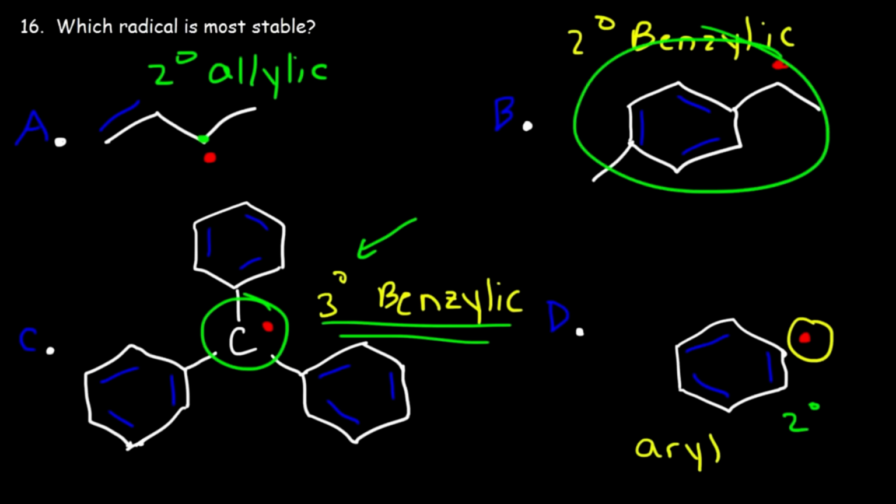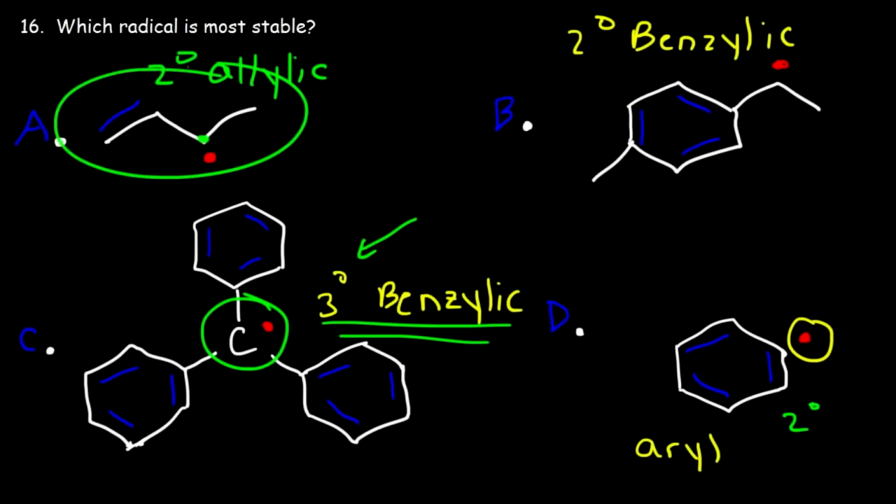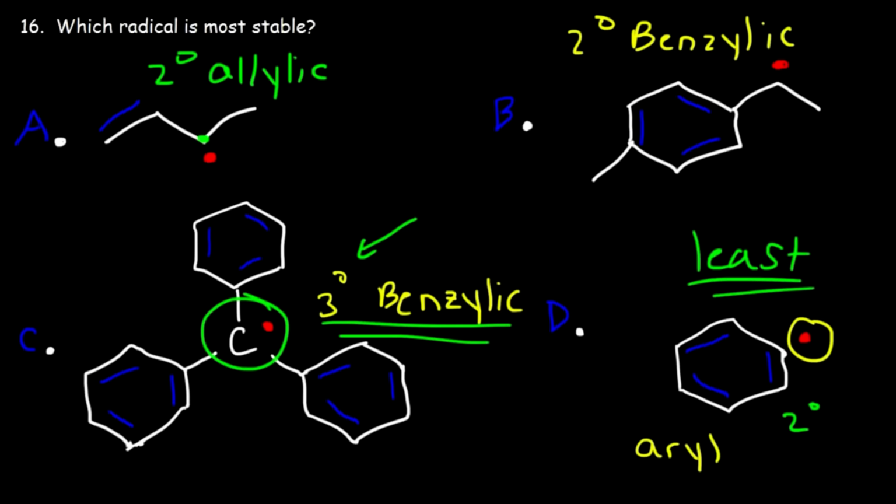This compound only has a total of 4 resonance structures. A only has a total of 2 resonance structures. D doesn't have any. D is the least stable. It's not good to put a radical directly attached to a double bond or directly on a benzene ring. So if we had to rank it, C is number 1. It's the most stable. The second most stable, would you think it's A or B?